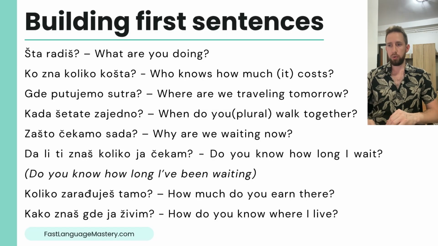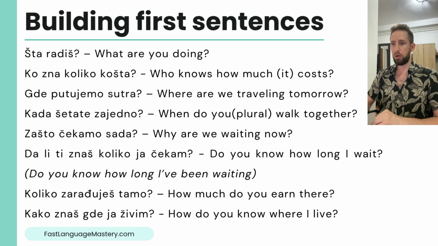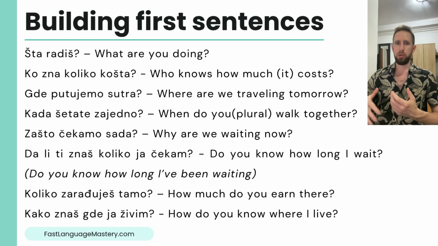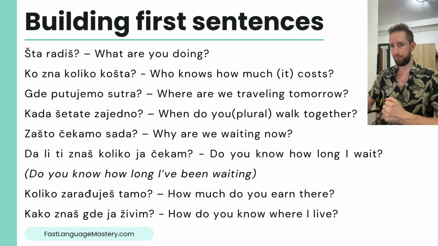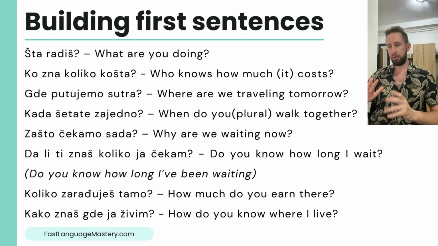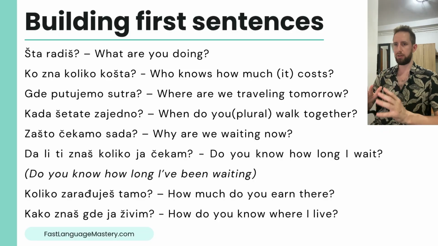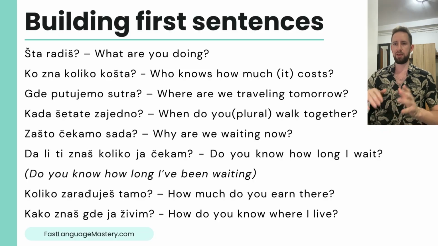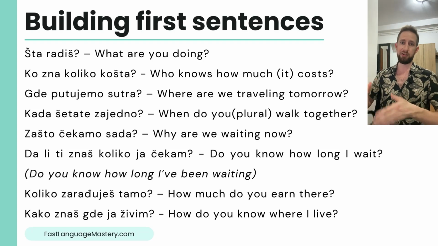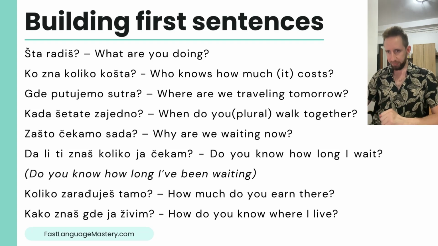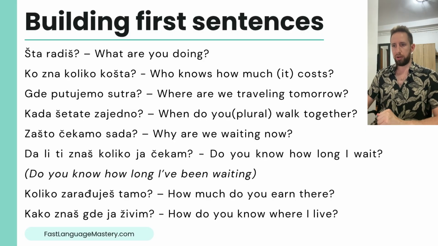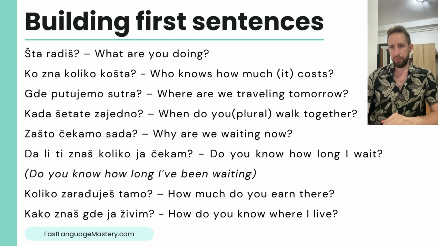Ko zna koliko košta? Who knows how much it costs? In English, it would be more correct to say who knows how much it is, ko zna koliko košta. But translation can be not literal, because in Serbian we literally say who knows how much it costs, but in English we say who knows how much it is. Something like that, okay? Gde putujemo sutra? Where are we traveling tomorrow? Or where do we travel tomorrow?